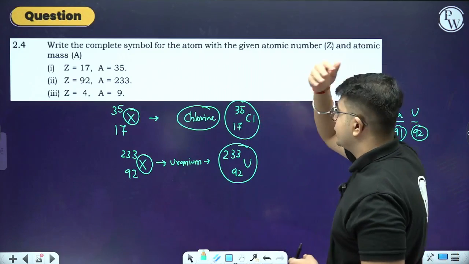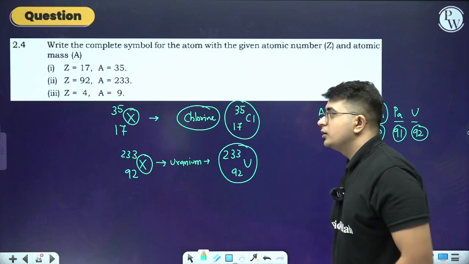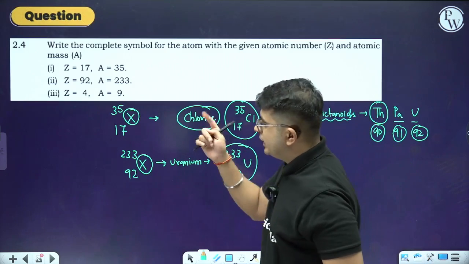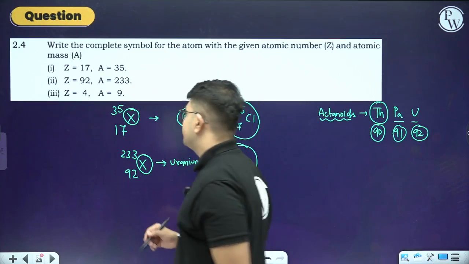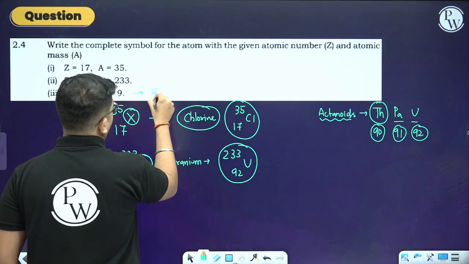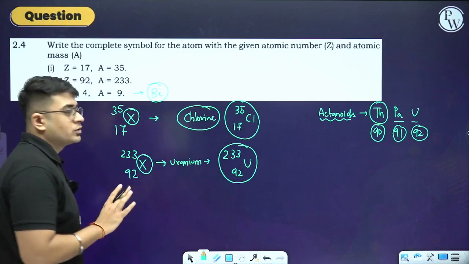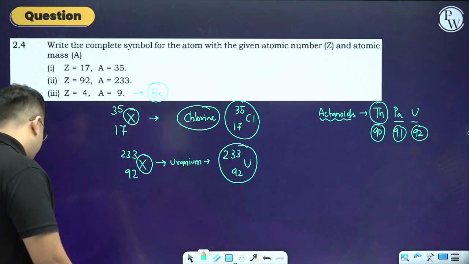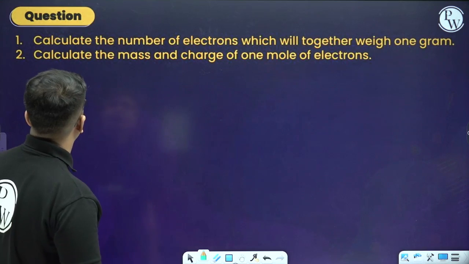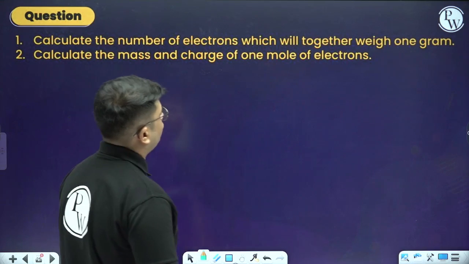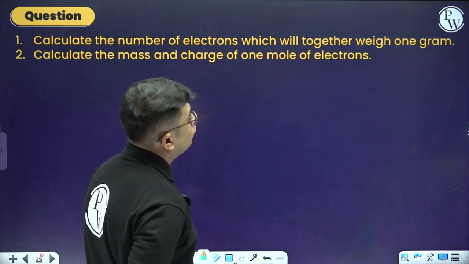Okay, so don't worry. The next part is Z 4, which corresponds to beryllium, A 9. So we are talking about beryllium. Okay, I hope this question is clear. Very, very easy question. Okay, the next part is: calculate the number of electrons which will together weigh 1 gram.